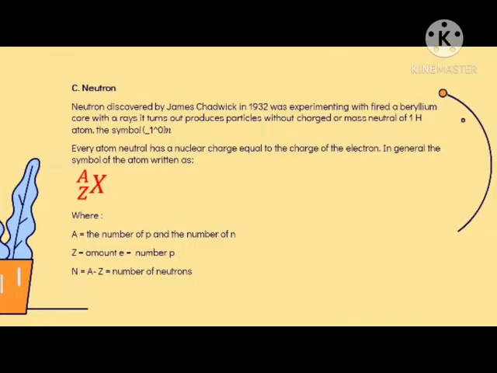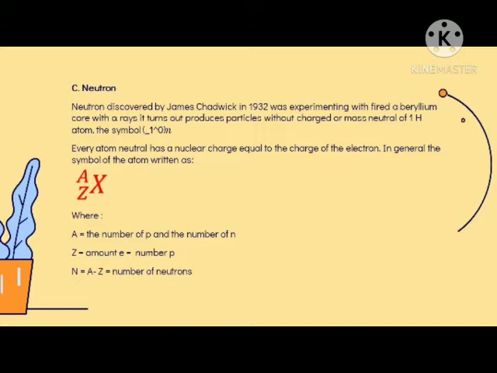C. Neutron. Neutron was discovered by James Chadwick in 1932, who was experimenting by bombarding a beryllium nucleus with alpha rays. It turns out to produce particles without charge, with a neutral mass equal to one hydrogen atom. The symbol is 0n1.